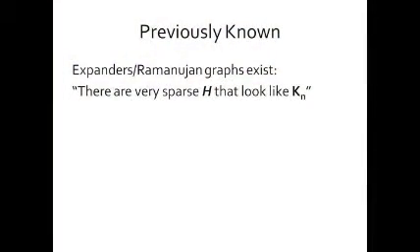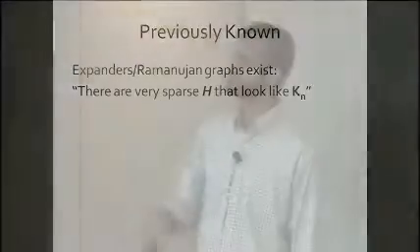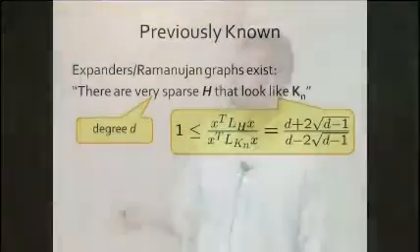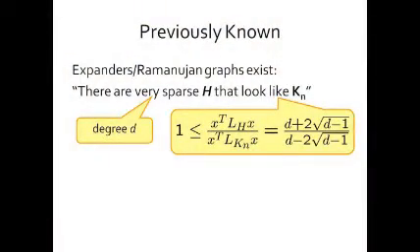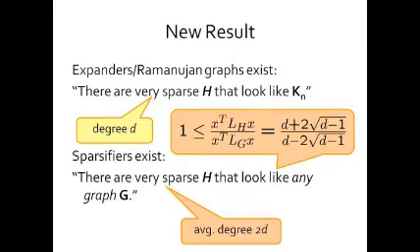Specifically, we have the following. The statement that Ramanujan graphs exist is the statement that there are very sparse graphs that look like the complete graph. So they're degree D graphs H for which the Laplacian quadratic form of H is within a factor of D plus or minus 2 times the square root of D minus 1 of the complete graph. What we showed is that this is true for any graph G. So for any graph G, there's a very sparse graph that looks like G. And by look like, I mean exactly the same thing: the ratio of quadratic forms is between D plus or minus 2 times the square root of D minus 1.